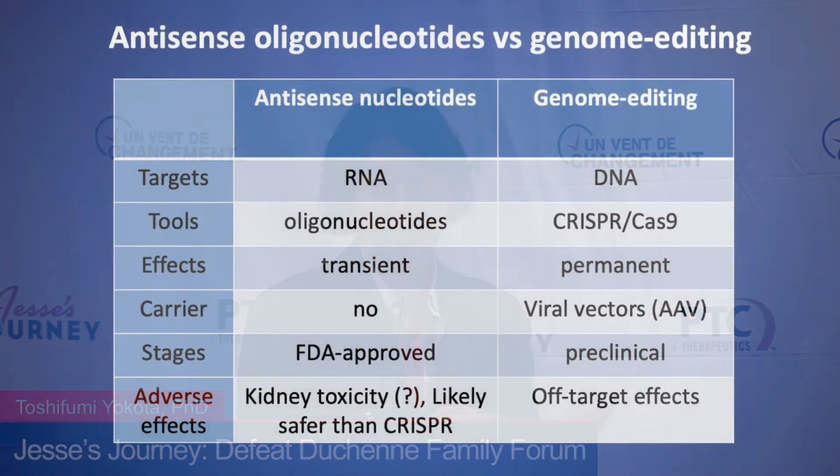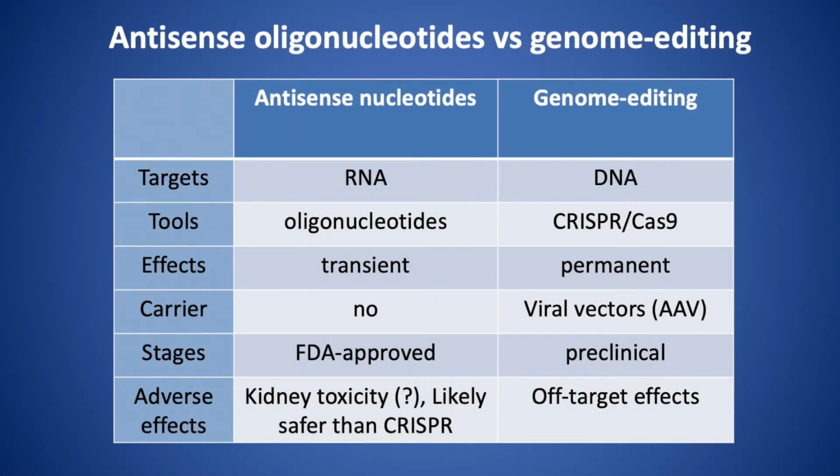And this slide summarizes the main difference between antisense oligos and genome editing. Basically, antisense oligos target RNA, the messenger between DNA and proteins, but genome editing targets DNA. So this is a big difference between exon skipping and genome editing. And we can use tools like DNA-like molecules, oligonucleotides, but for genome editing, we use CRISPR-Cas9. So this is basically bacteria-derived proteins.